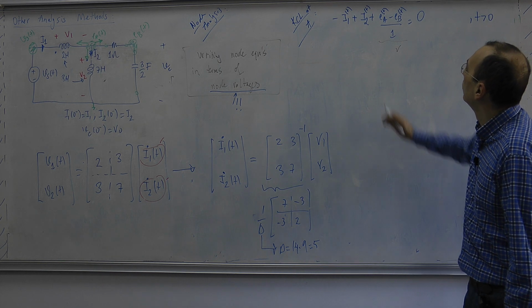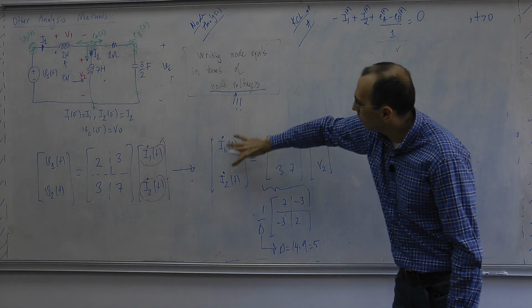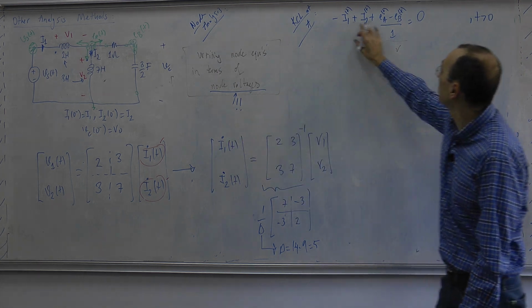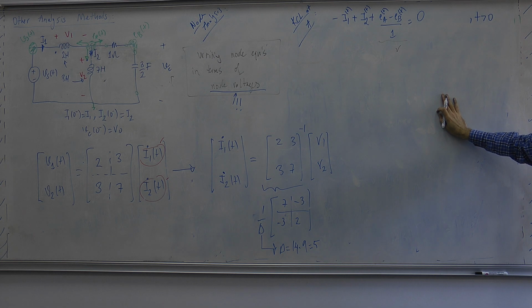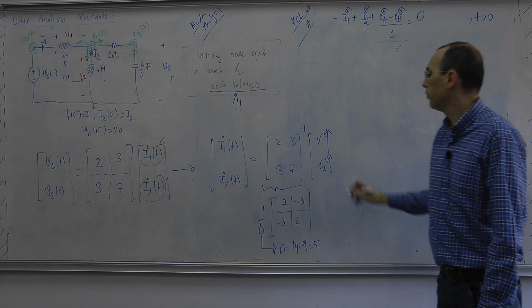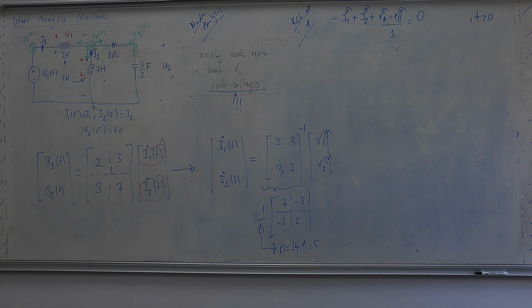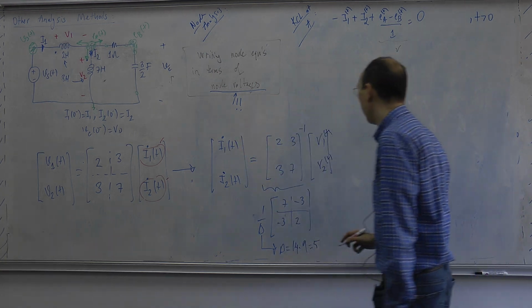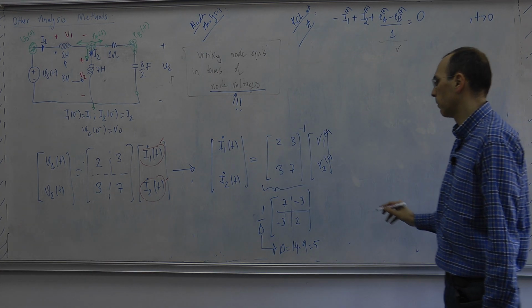So what should I do? Well, I need not the derivative. So I have found the derivative of these I1 and I2. It is this matrix times V1 of t, V2 of t. But I want to integrate this. Okay. So how can I do this integration?